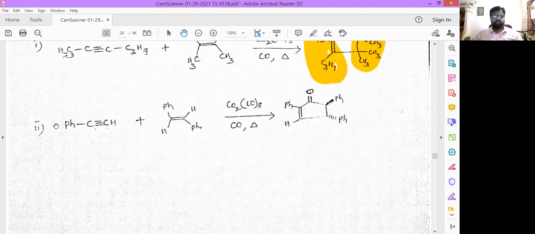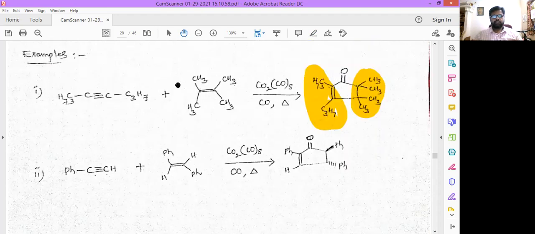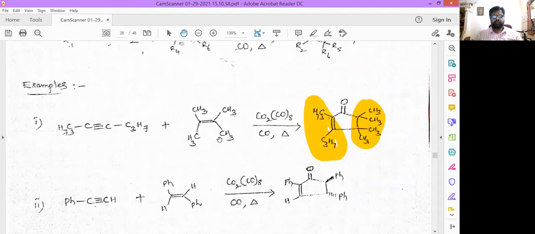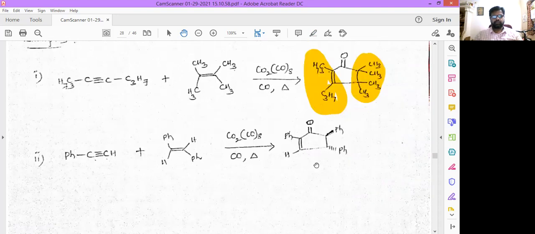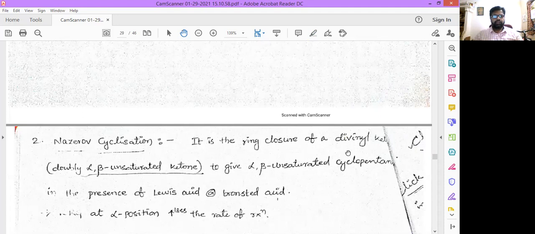Here you can see this is an unsymmetrical one, and the previous one was symmetrical. Here trans phenyl groups are present, so after the reaction these two also remain in opposite directions. One is above the plane and the other is below the plane.